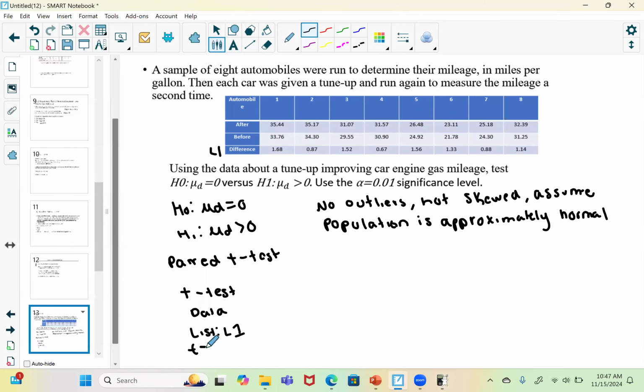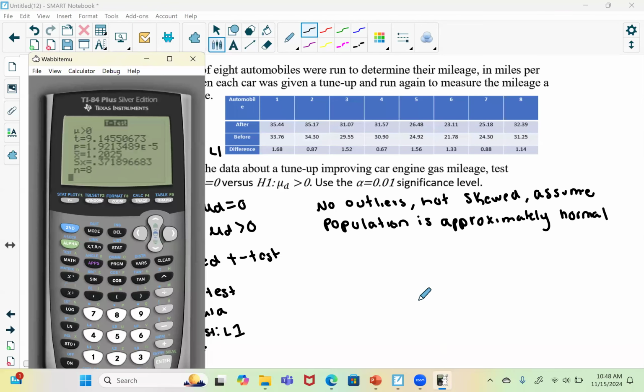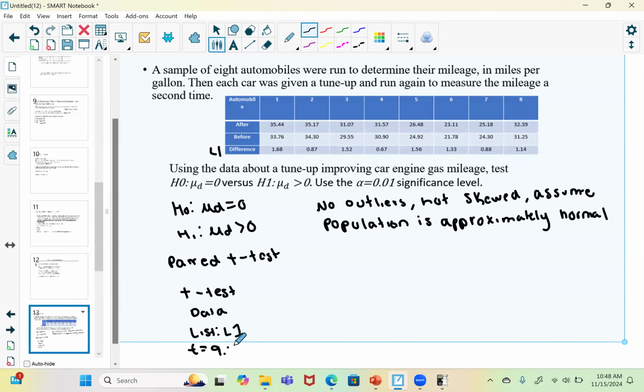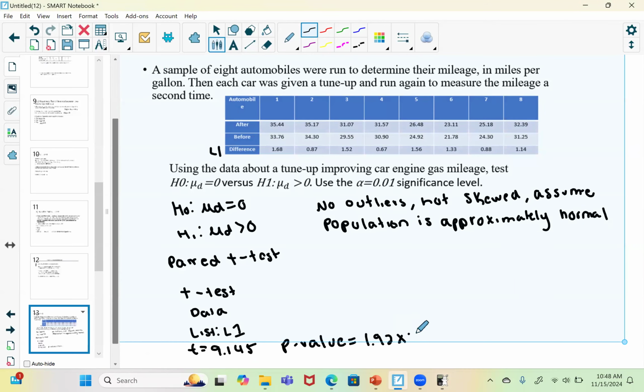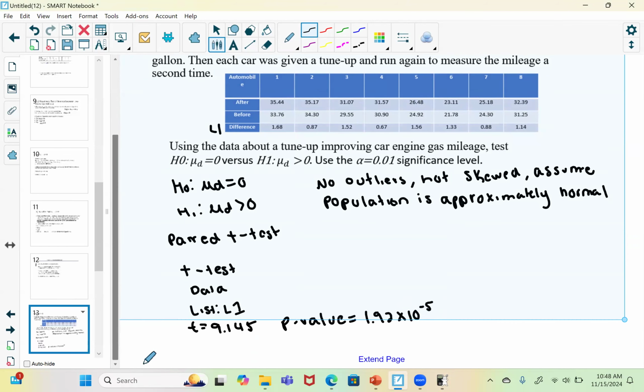So my T is 9.145. And my p-value, either written in scientific notation or changed out of it, is 1.92 times 10 to the negative fifth. And you can leave it like that, or if you have trouble comparing it, remember this means 0 point, we move the decimal 5 places to the left. So there's 4 zeros. And it's always a very small number when we're in scientific notation.